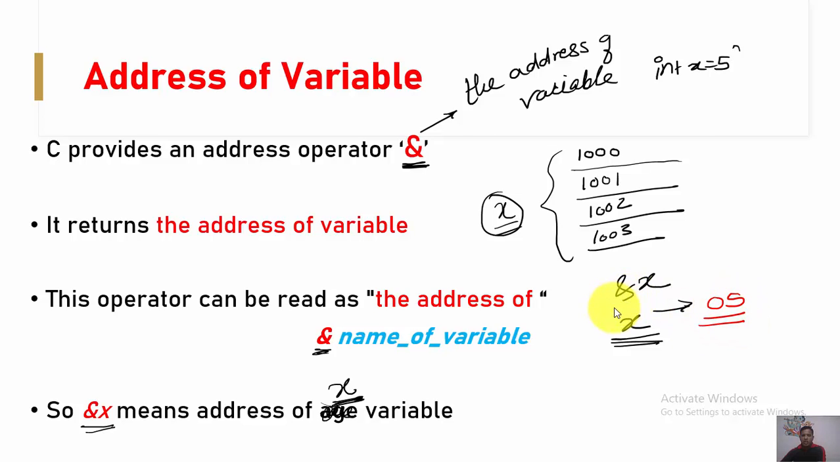05. However, if I use this ampersand, which is read as the address of x, here I am going to get the value 1000. So in short, this AND sign, which is pronounced as ampersand and read as the address of, gives the address of the variable. Whatever the available memory bytes are, the first memory location's address is considered as the address of the variable.